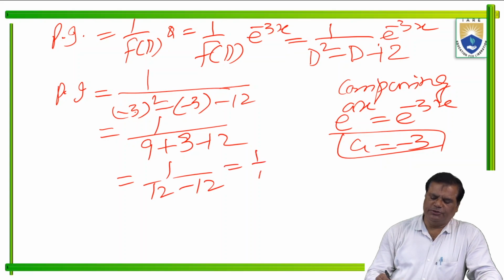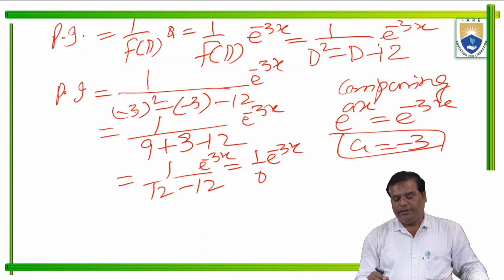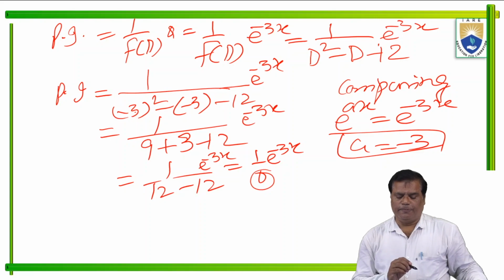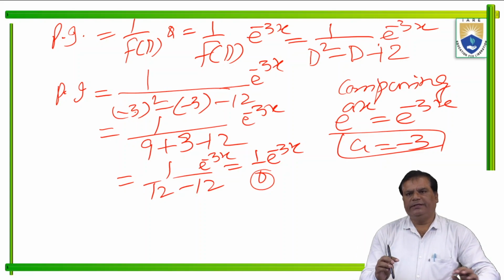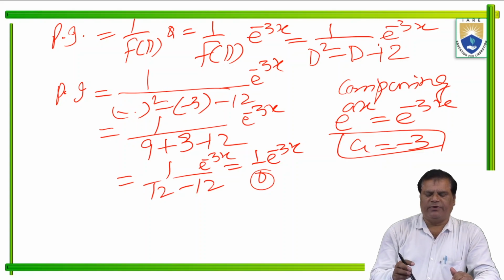So here 1 upon 0. e to the power minus 3x, e to the power minus 3x, e to the power minus 3x. So here FD is 0. We are checking here FD is 0, so we change the method here. Condition we change here. This is just rough work.